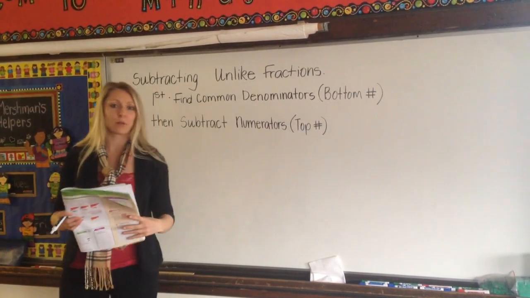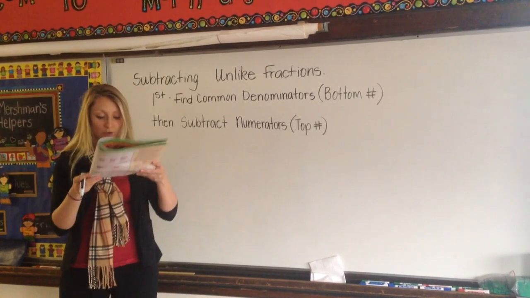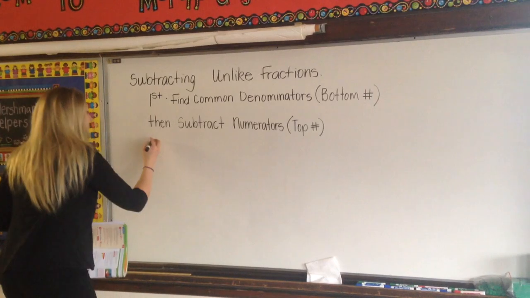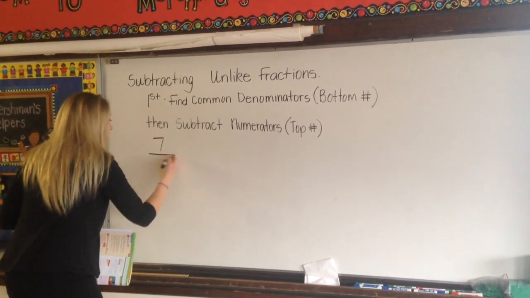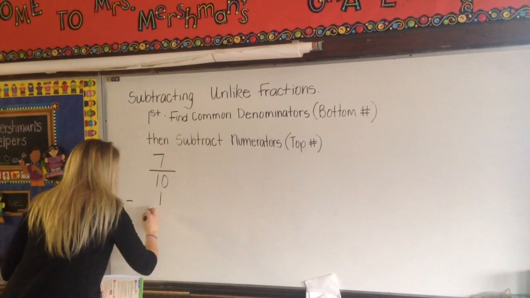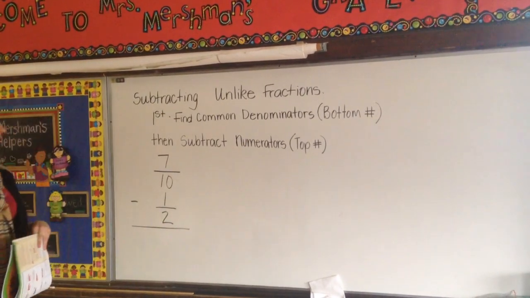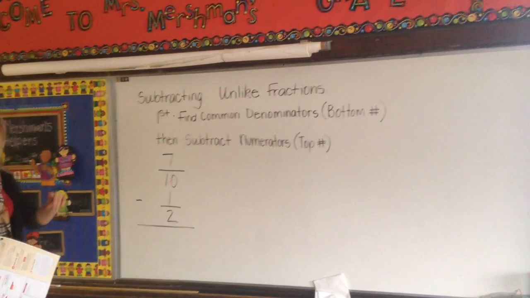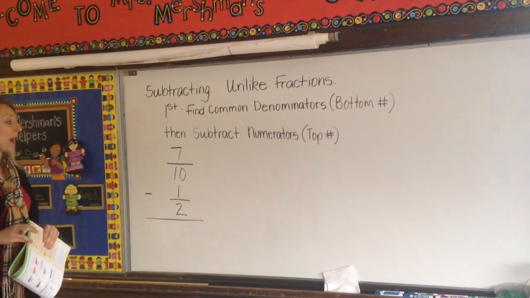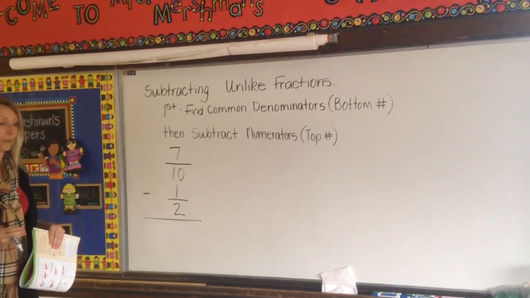The first example I'm going to do comes from homework 6.2 on question 9. We have 7/10 minus 1/2. Looking at these fractions, I notice that I have denominators of 10 and 2. I have to find the least common multiple between these two denominators to solve the problem.